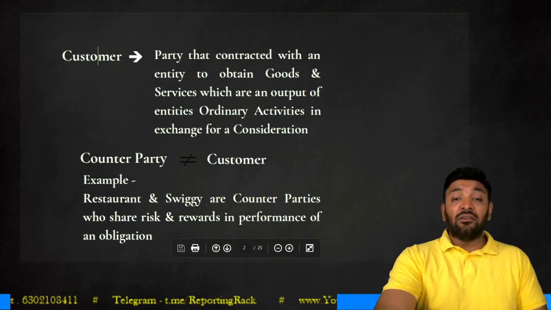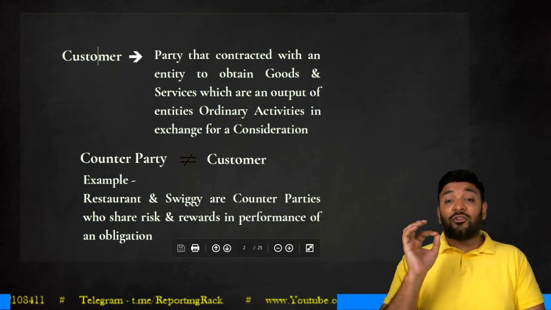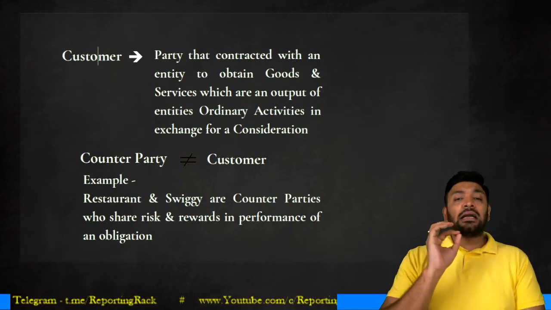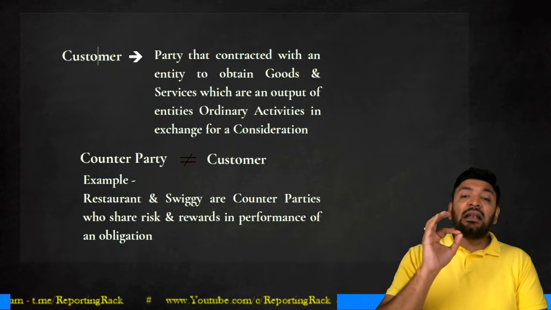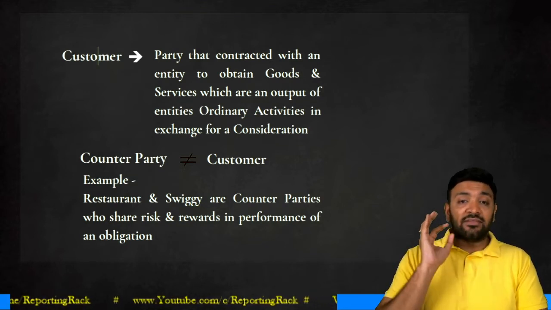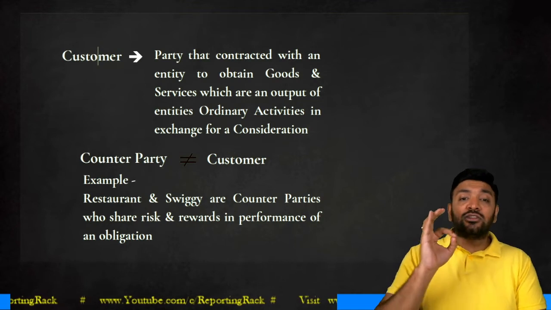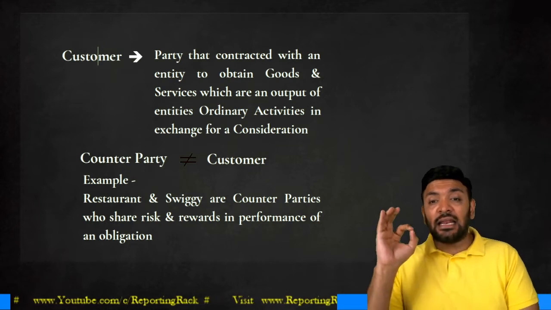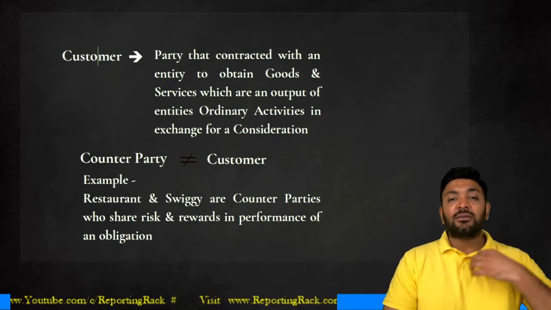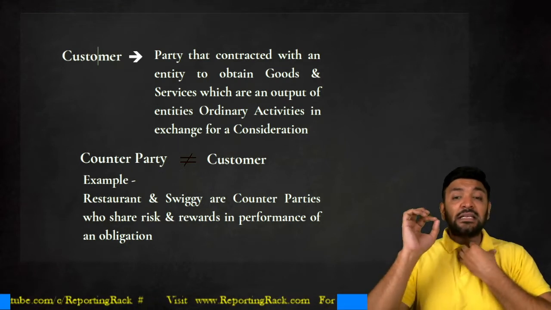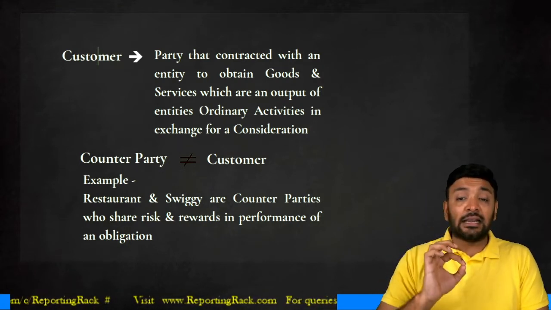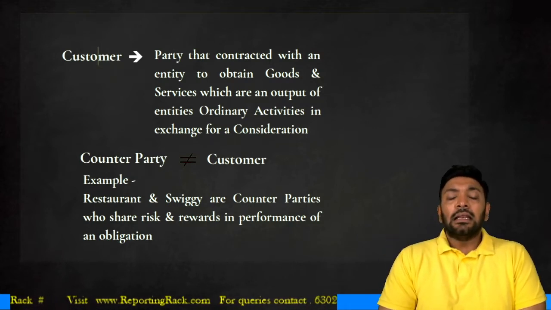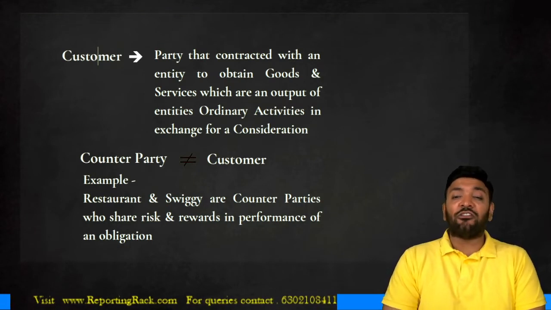Now, when I read the word customer, because the standard uses the words revenue from contract with customer, who is a customer? A customer is a party who has contracted with the entity to receive goods and services which are an output of the entity's ordinary activities. What do you mean by this language? I'll tell you. A person is a customer only if he has contracted with an entity to receive an output of the entity's ordinary activities. Let's say the enterprise had a sale of a fixed asset.